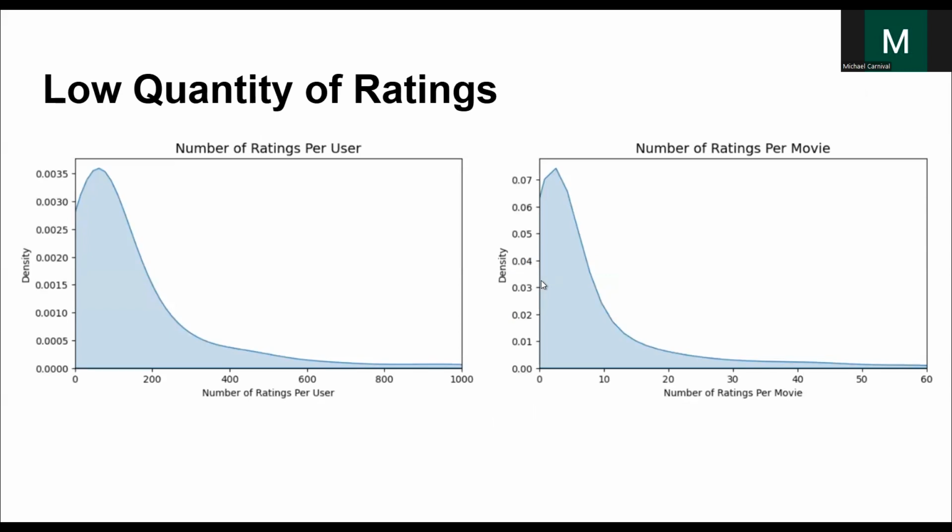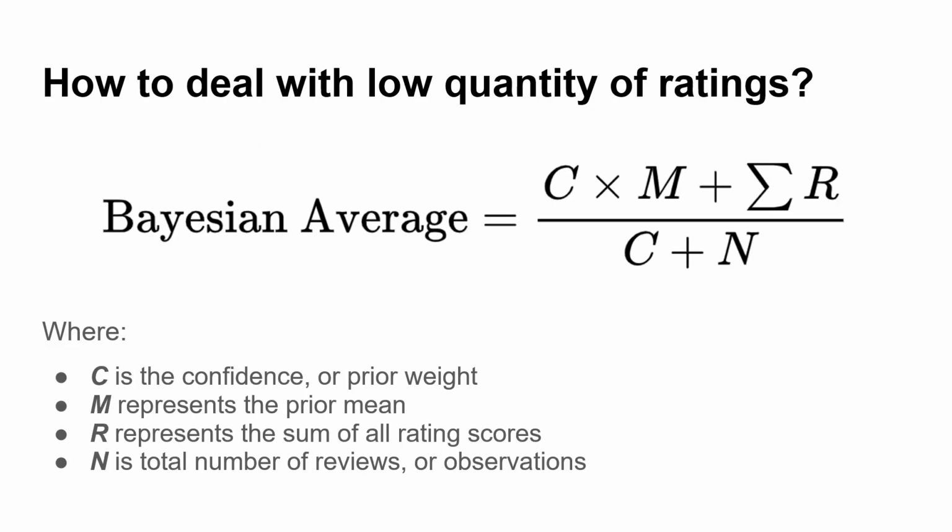The two graphs illustrate that the majority of users rate only a limited number of items, while most movies receive only a handful of ratings. This is a common issue of sparsity in the user item matrix, where a small subset of users and movies generate the bulk of ratings. Now we have to answer the following question: how to deal with low quantity of ratings?